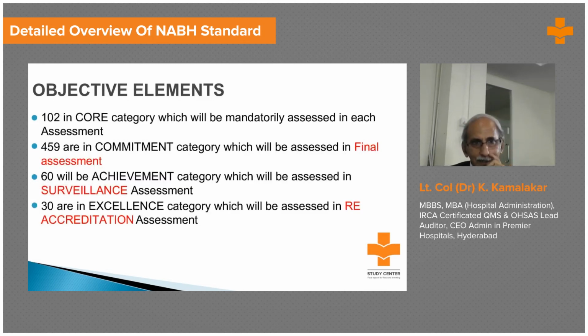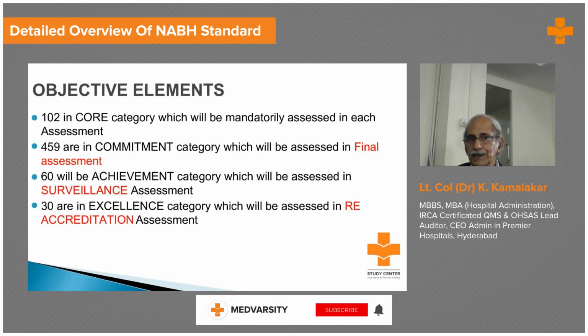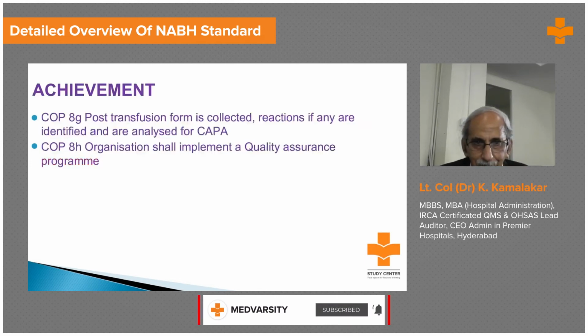Now, this is the breakup. I told you earlier, there are different categories of objective elements like the core elements, commitment elements, achievement elements, and excellence elements. The figure breakdown is given there. There are 102 in core category, 459 in the commitment category, 60 in the achievement category, 30 in the excellence category.